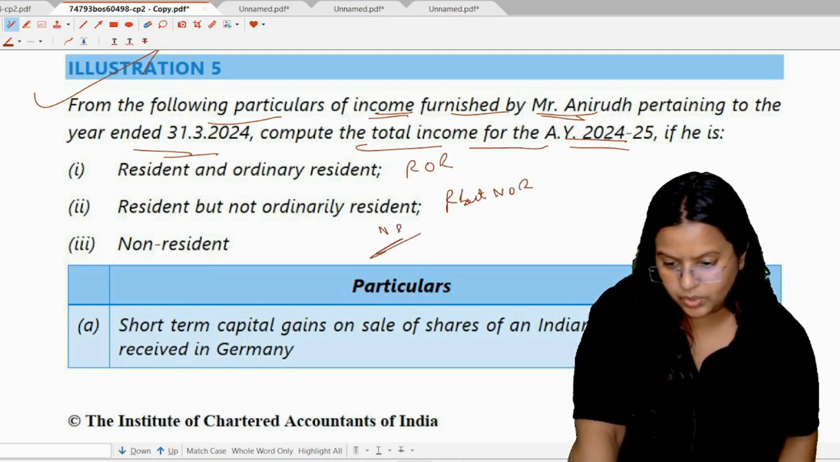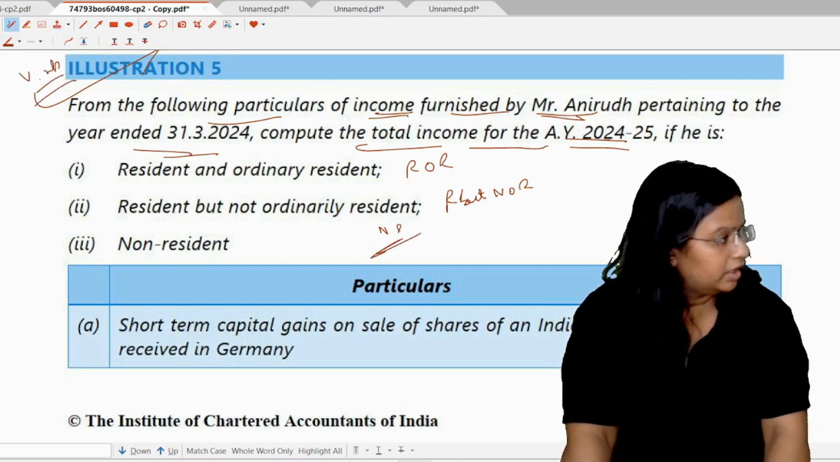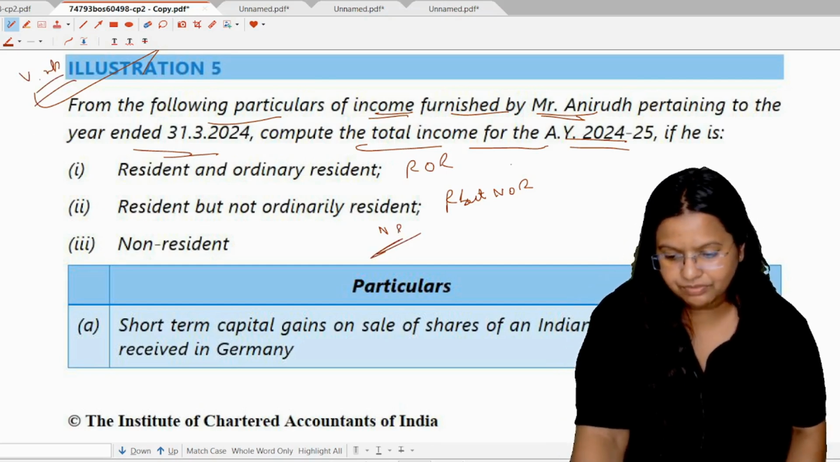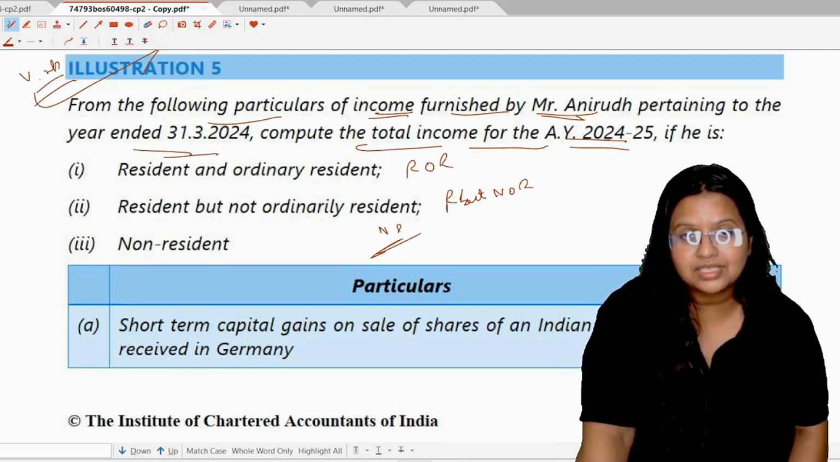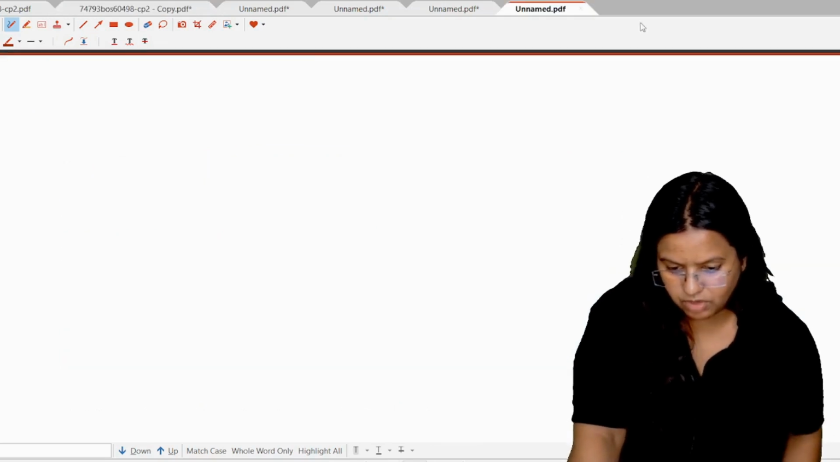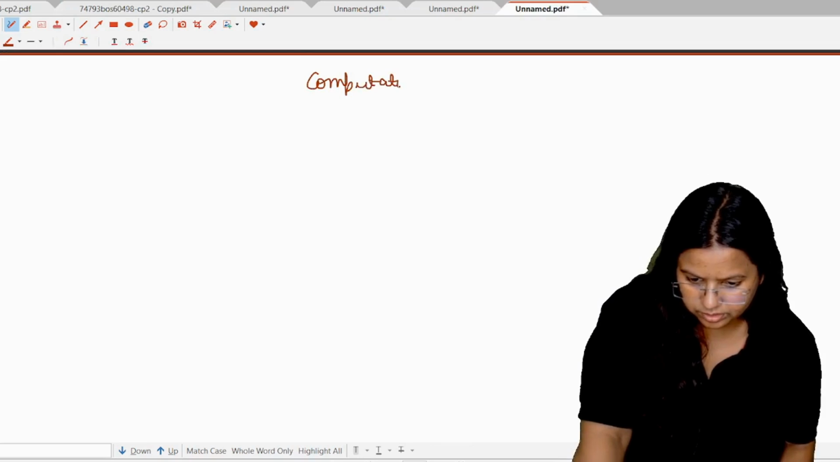Okay, let's do this question. This is very important from the examination point of view. This is actually a repeated question in the examination. So student, first of all, what is the proforma? What is the format to do these kinds of questions? First of all, write the computation of total income.